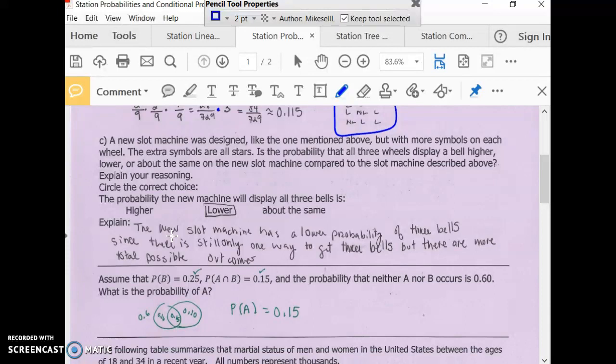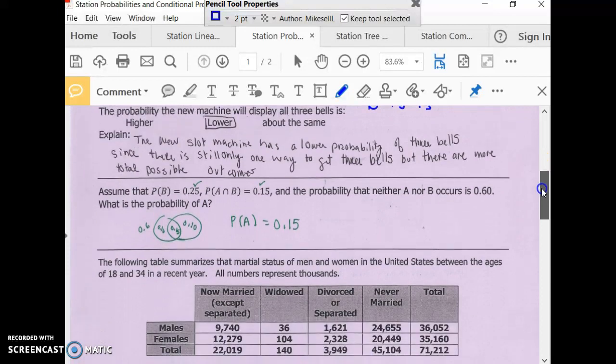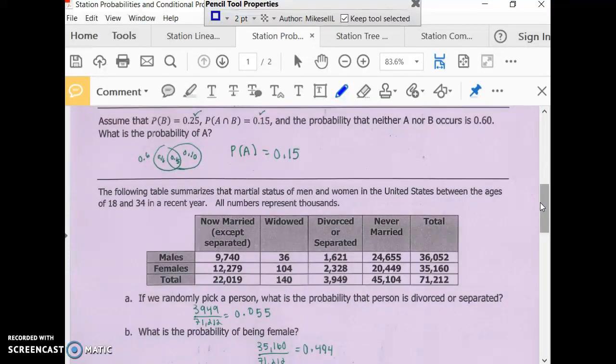So if I add 4 more, that's going to make it out of 13. So I get 1 out of 13. And if I times that 3 times, that is less than what I had before, because 13 times 13 times 13 is definitely smaller than 9 times 9 times 9.